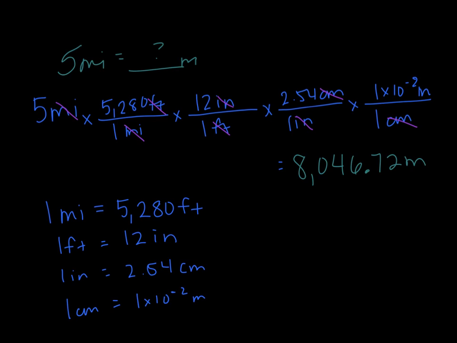Okay, now since this only has 1 significant figure in it, I'm going to round my answer to 1 significant figure, and so that's going to be the first digit. So 8,046 turns into just 8,000 meters, or I can write 8 times 10 to the 3rd meters.